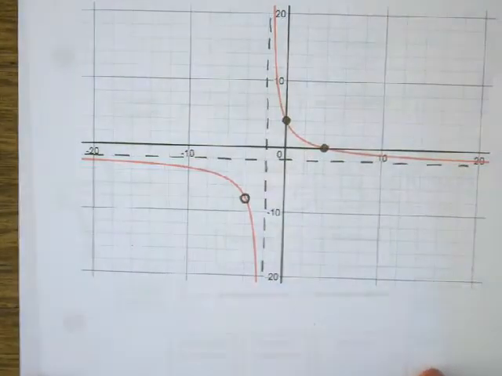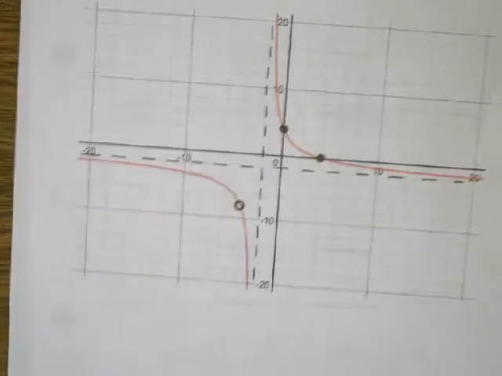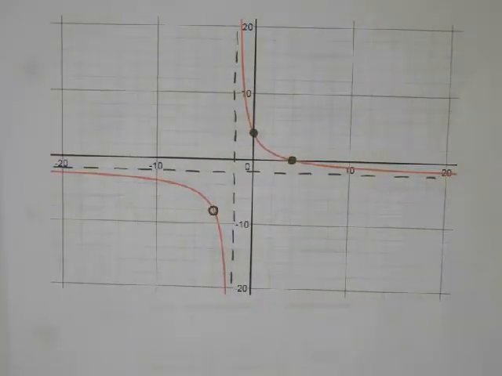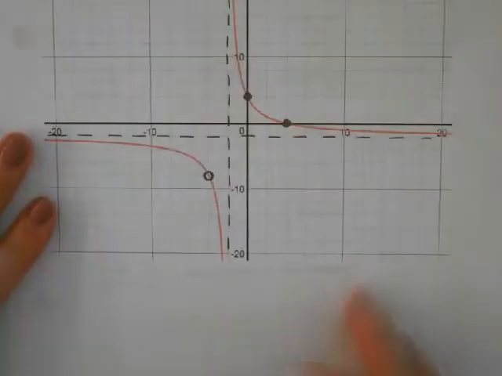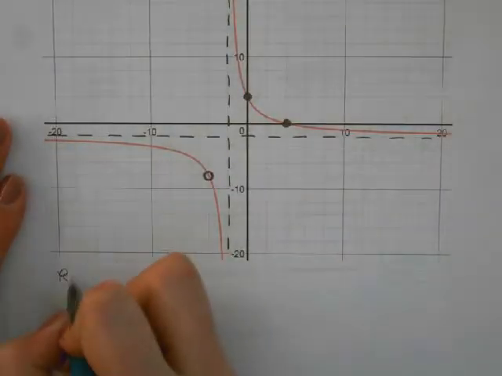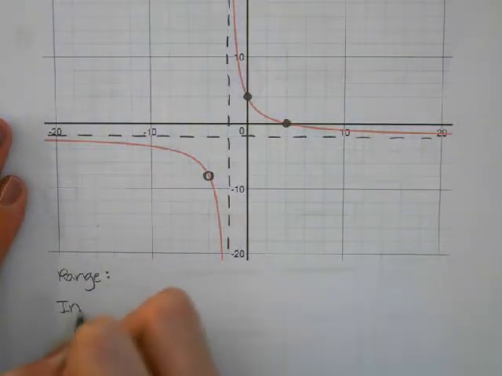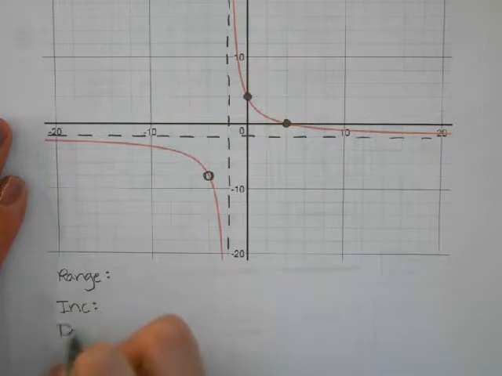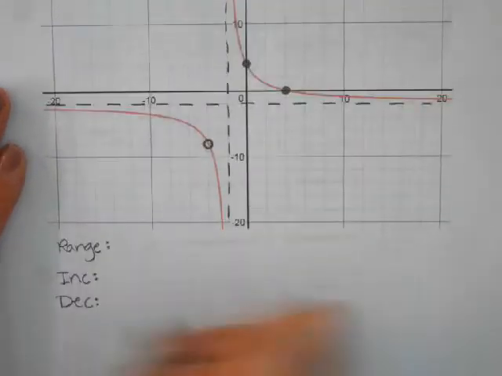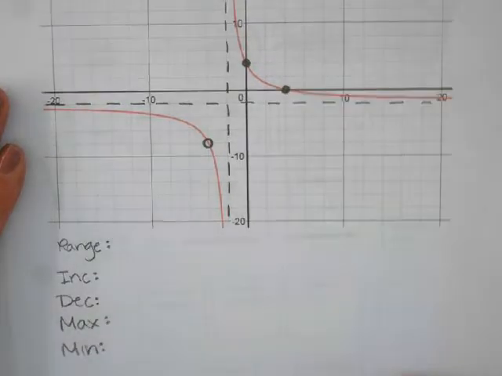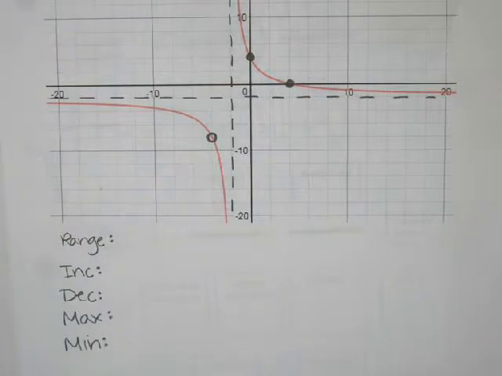Okay. So there's all the things that we put on our graph, right? All right. Now on your notebook paper underneath, I want you to write range, increasing and decreasing, and max and min.